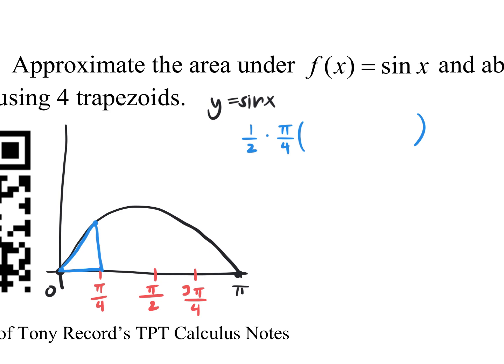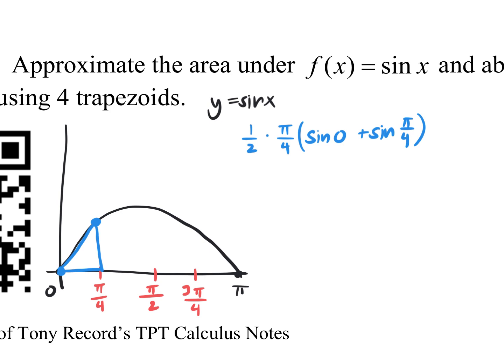Plug it back in. You're given a function here, right? So I can plug it back in. So I'd have sine of 0 is this point right here. And then to find this point at pi over 4, it would be sine of pi over 4. Those are both my y values here, okay?